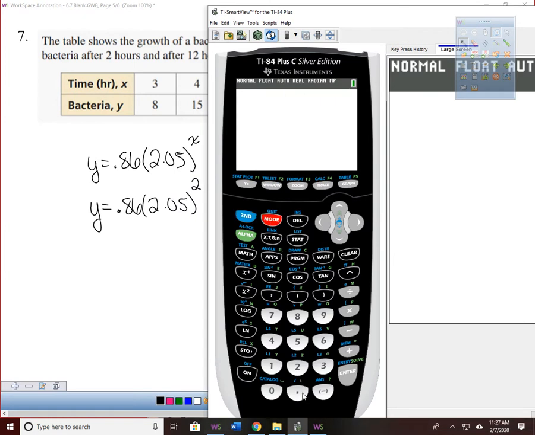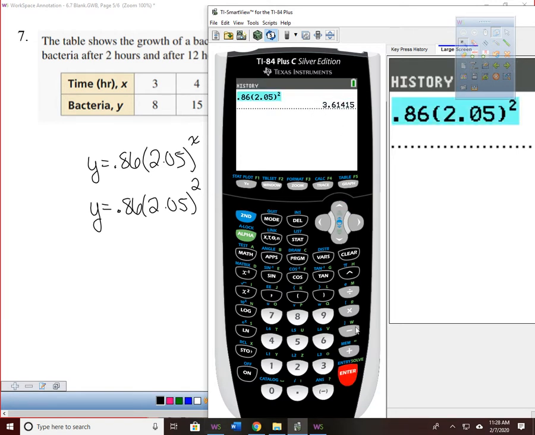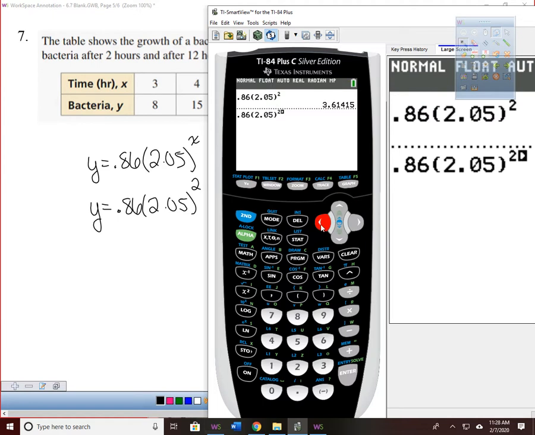So I have 0.86 times 2.05 to the 4th. And it looks like you get 3.6. So we'll say about 4, okay? So there's about 4 bacteria after 2 hours. And then you don't have to reinvent the wheel here, okay? Just go up and select that and then change that to a 12 instead of a 2.